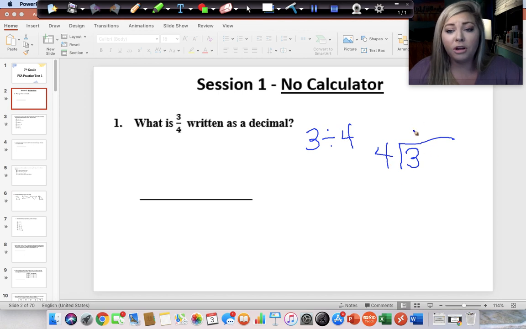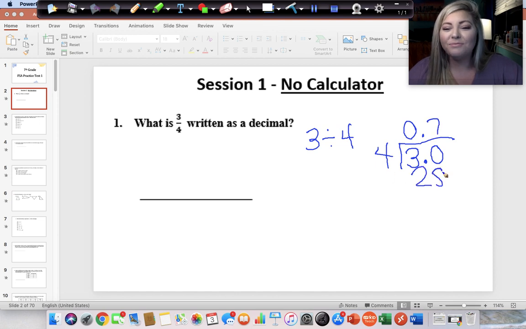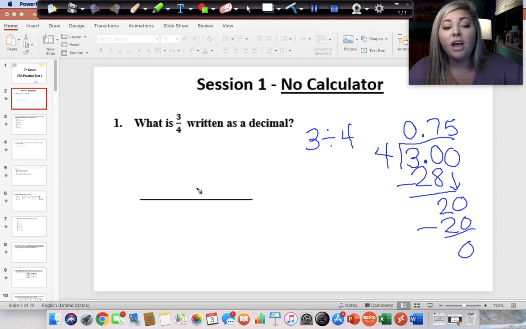4 cannot go into 3. That is correct. So you're going to put a 0, a decimal, and then you're going to annex a 0. 4 can go into 30. It goes into 30 7 times. 7 times 4 is 28. We're going to subtract, 30 minus 28 gives us 2. We're going to annex another 0 and bring it down. 4 goes into 20 5 times. 5 times 4 is 20. Subtract and we get 0. So our answer is 0.75, or 75/100.